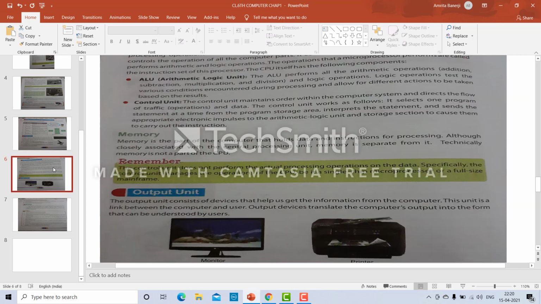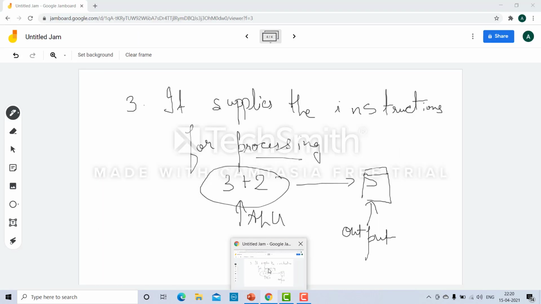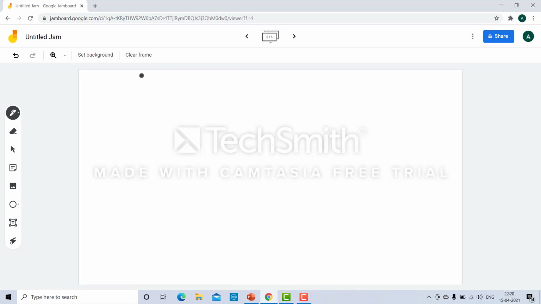Now the next topic which we have, children, is our central processing unit. Everyone is very well aware of the central processing unit.